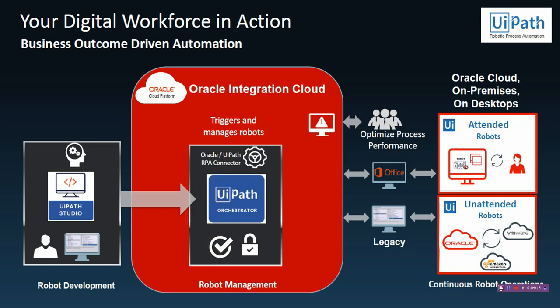Now, coming to the right side, there might be legacy systems, there might be your day-to-day office applications, and there might be huge workloads that need to be handled. So, coming to the right-hand side, it's just one more part of it. The robots can work with human input and without human inputs, like a fully automated system. So that's what it talks about, attended and unattended robots.